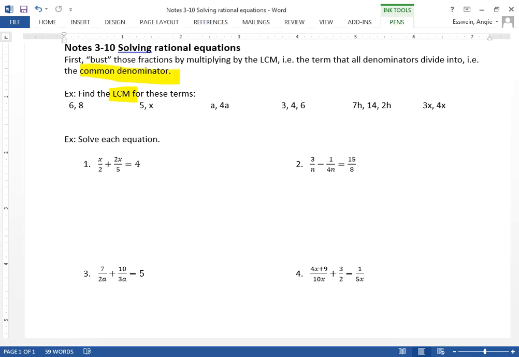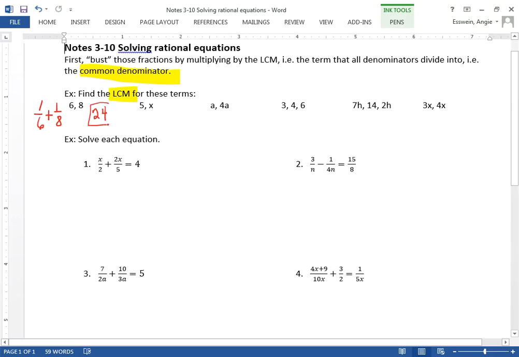So you actually are familiar with it. Let's see. If I were to add 1/6 plus 1/8, what would the common denominator be? 24, right? Because 6 and 8 both divide into 24, and that's the smallest number that 6 and 8 go into. So we can do the same thing with variables. 5 and x, what's the LCM? What would each of those divide into? It's going to be 5x.